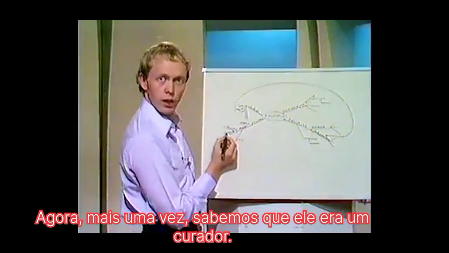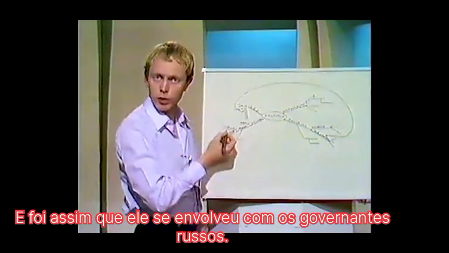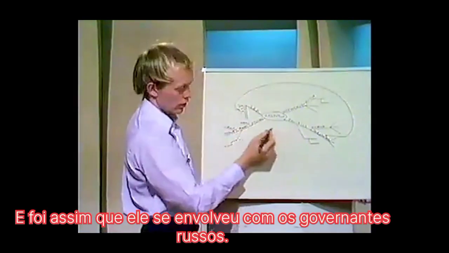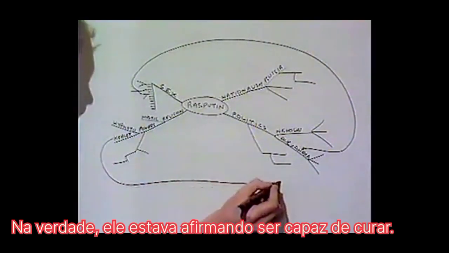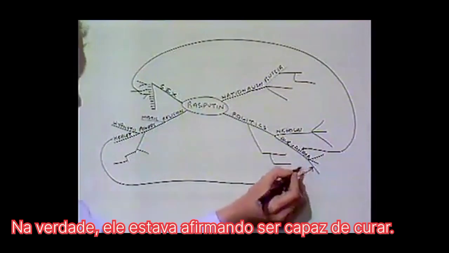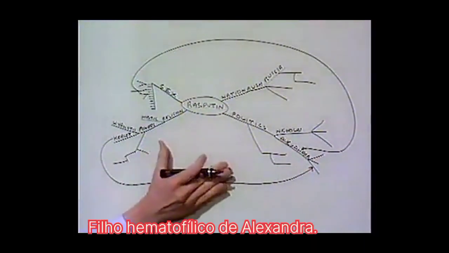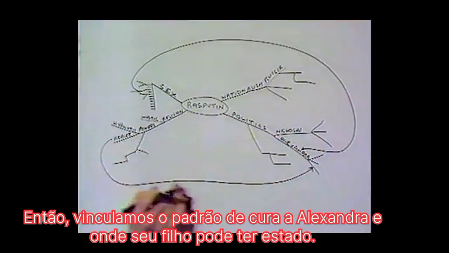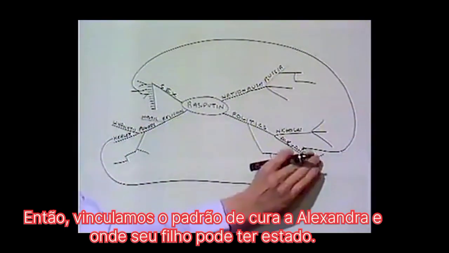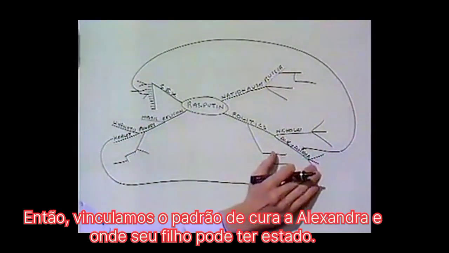Now, again, we know that he was a healer, and this is how he became involved with the Russian rulers. He, in fact, was claiming to be able to heal Alexandra's hemophiliac son. So we link the pattern from healing to Alexandra and where her son might have been.